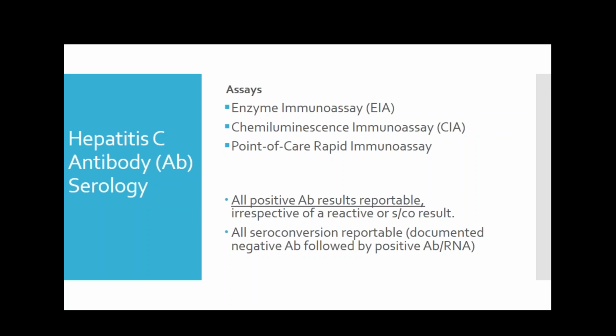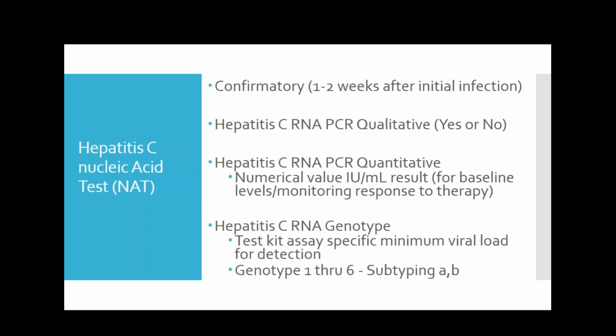Investigators in New Jersey are currently using HCV signal to cutoff and not HCV antibody reactive or positive in case classification. However, moving forward, we will not be differentiating between reactive or qualitative antibody and signal to cutoff. All positive antibody results are reportable to New Jersey, as well as all seroconversions. So that is any case who had a documented negative antibody for HCV followed by a positive antibody or RNA test. This is reportable to NJDOH.